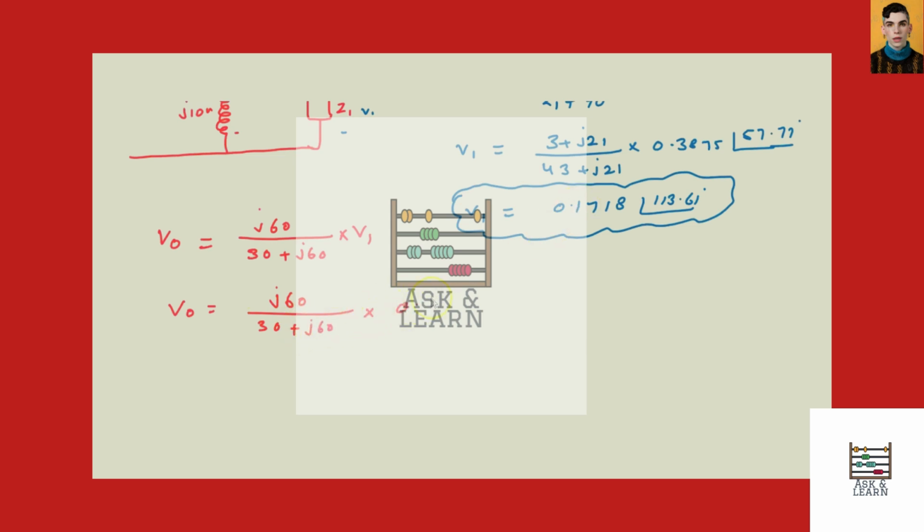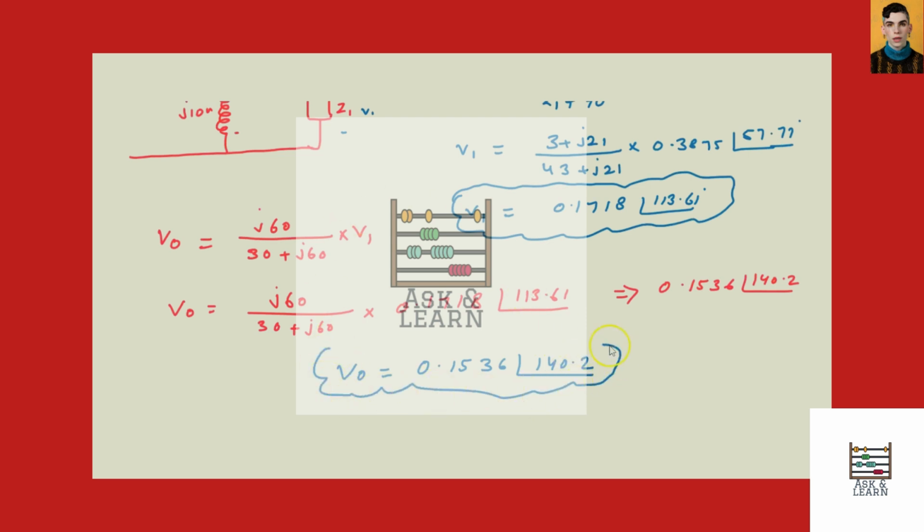V1 will be 0.1718 angle of 113.61. Now by applying simple mathematical calculation, the value of V0 will be 0.1536 angle of 140.2. Okay, so now we conclude that the output voltage V0 equals 0.1536 angle of 140.2. Okay, so this is the output voltage V0.